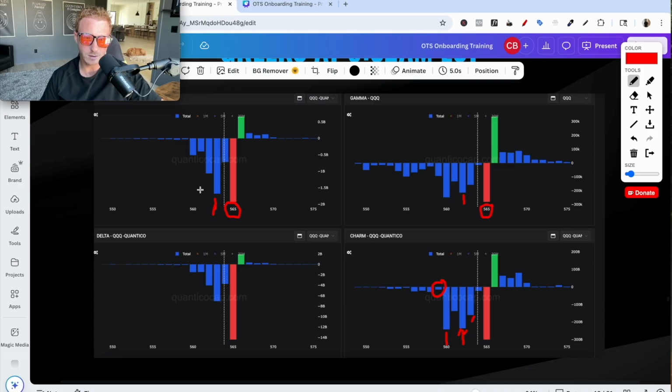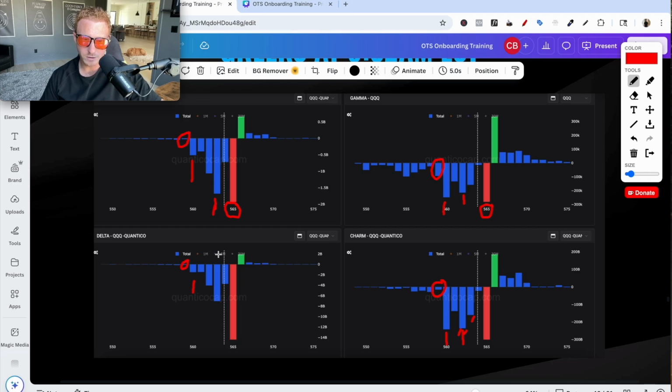Okay, you see how there's a dramatic drop off? Well, let's look at the gamma. As you can see, gamma's right here at 560. Dramatic drop off. Okay, 560 on this gamma, pretty big drop off. And we also got the delta right here, 560, dramatic drop off.